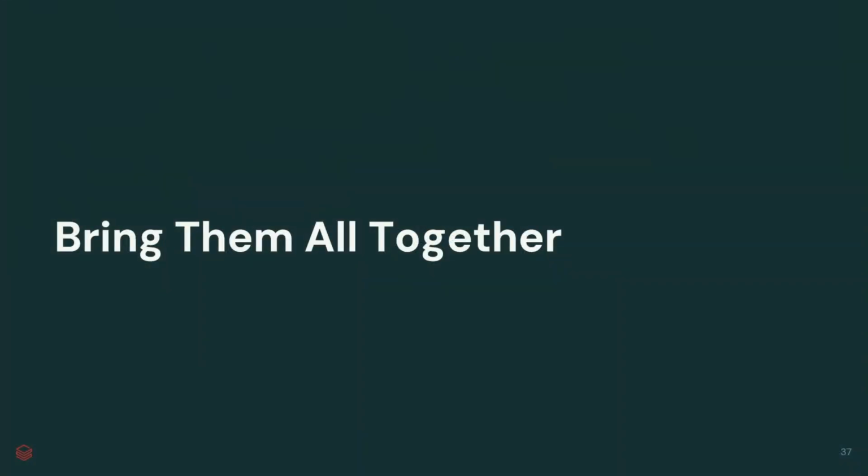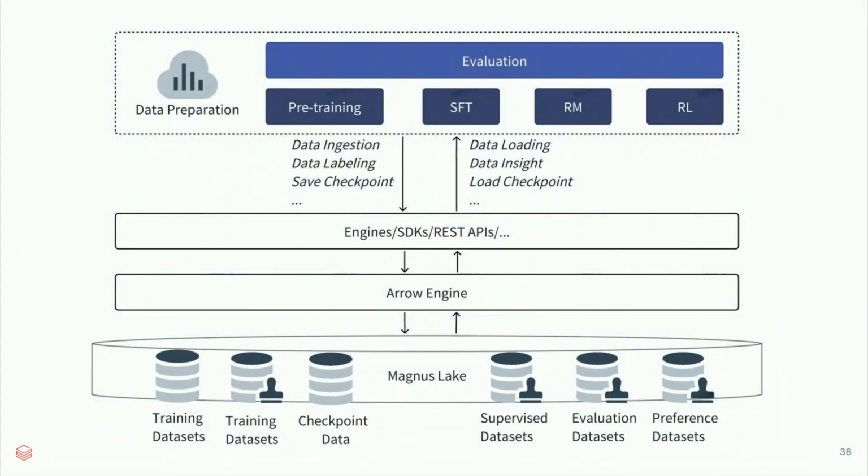OK, let's bring them all together. As we can see in this picture, the whole life cycle of large model training is included in the top box. And the read and write operations to the different data in the bottom box are finished by interacting with our engines, SDKs, REST APIs, and so on. These will interact with the Arrow engine, and the Arrow engine will read and write the dataset directly, just as shown in the picture.